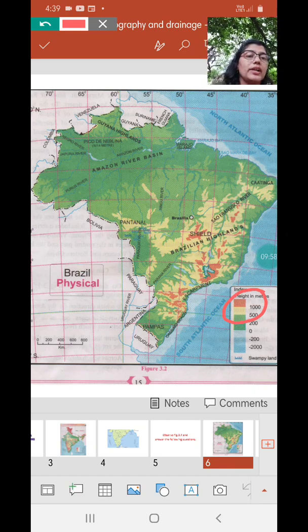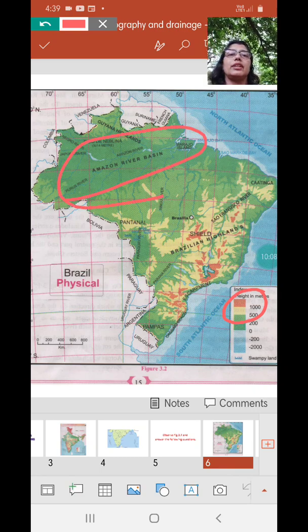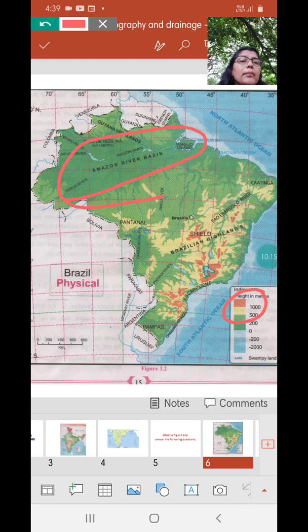Okay, the next question is, between which two heights? So what is the range of altitude of the Amazon river basin? This region here with dark color, and dark color is 0 to 200 meters high. Between which two highlands is the Amazon river basin located?